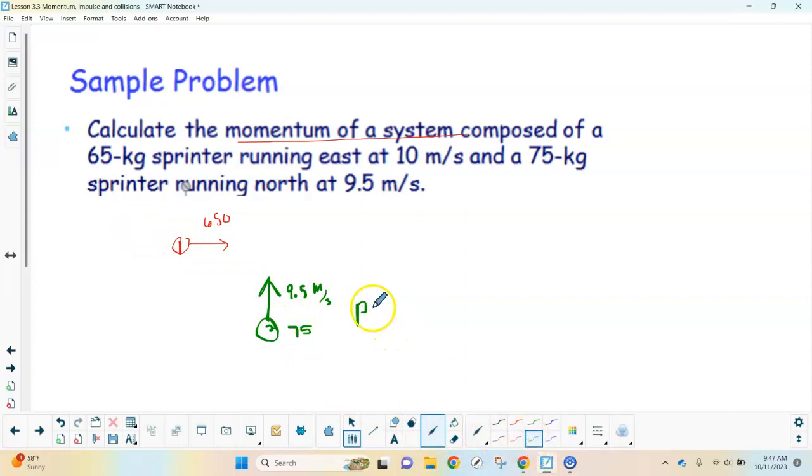The momentum of the person running north would be 712.5 kilograms meters per second. I'm not worried about the units right now. So we have to combine them. If you think about it, we have 712.5 going up, and we have 650 going across. And these are vectors.